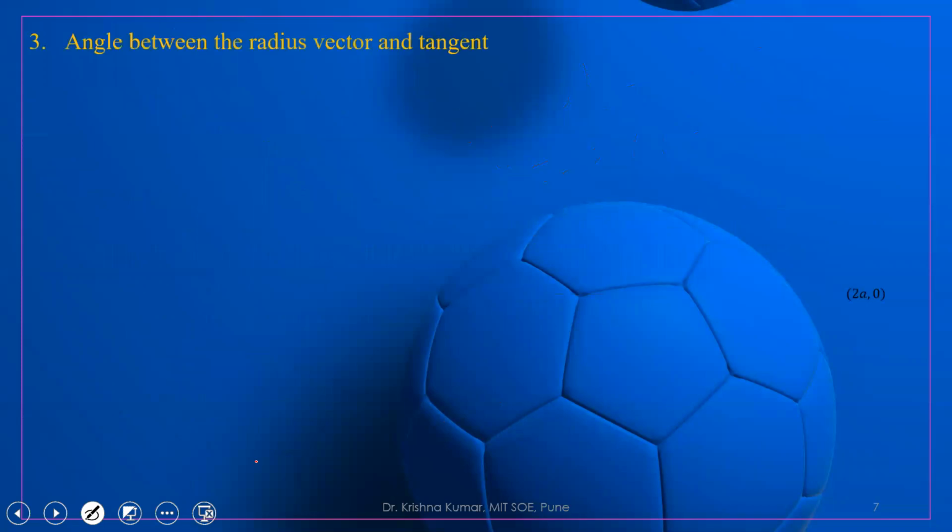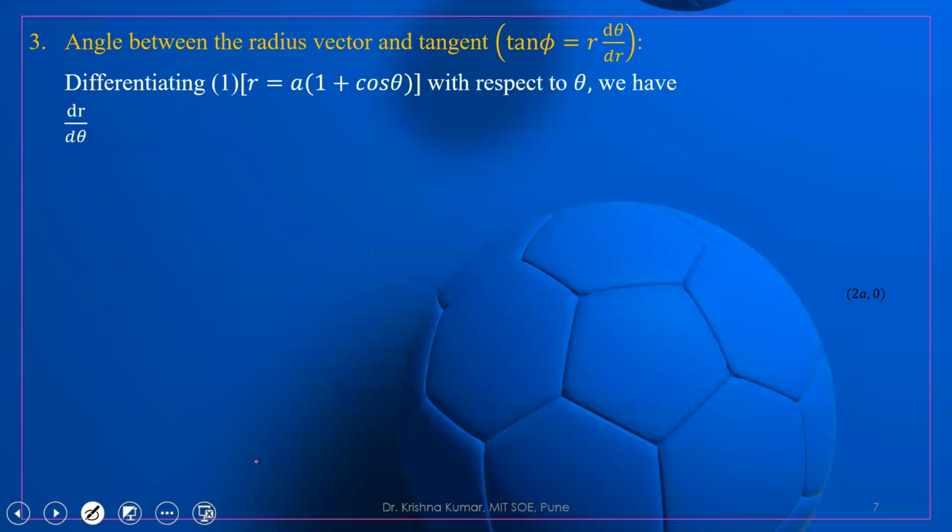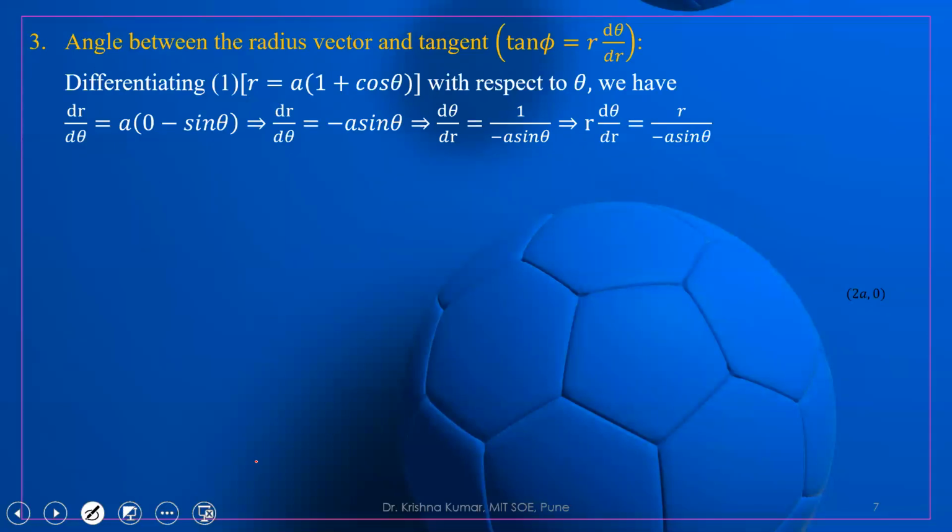Next point is the angle between the radius vector and the tangent. Here again, differentiating (1) with respect to theta, we get dr/d theta equal to a times of 0 minus sin theta, since the derivative of cos theta is minus sin theta, so minus a sin theta. So d theta/dr is 1 upon minus a sin theta, and r d theta/dr is r upon minus a sin theta. And what is the value of r? r is equal to a times of 1 plus cos theta.